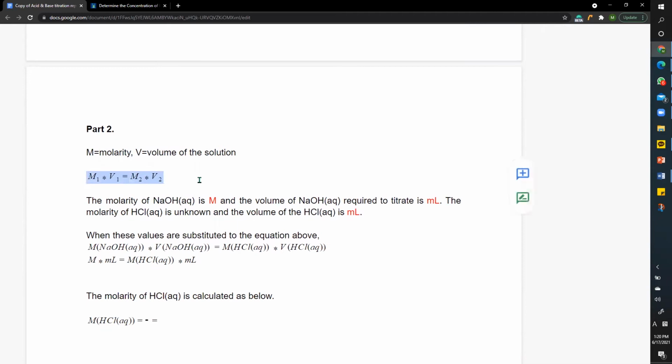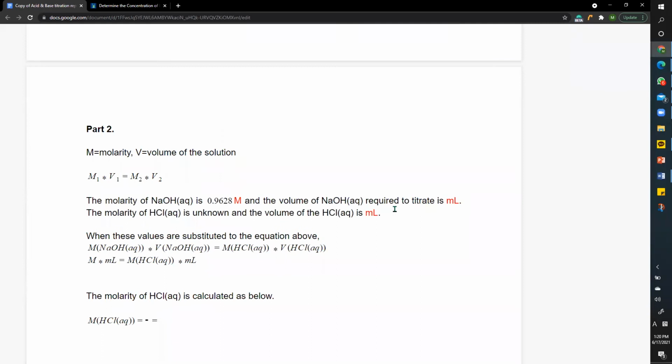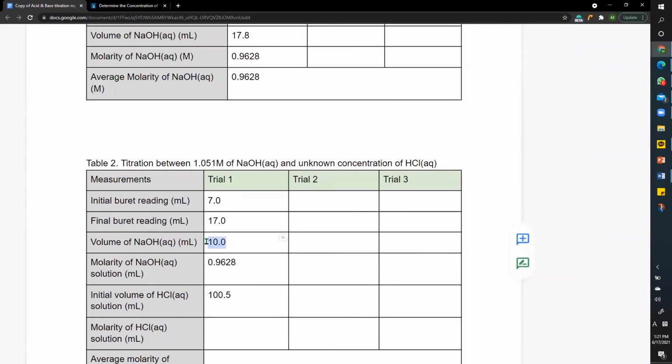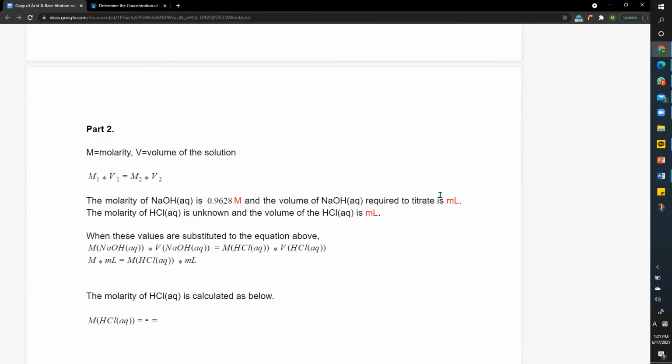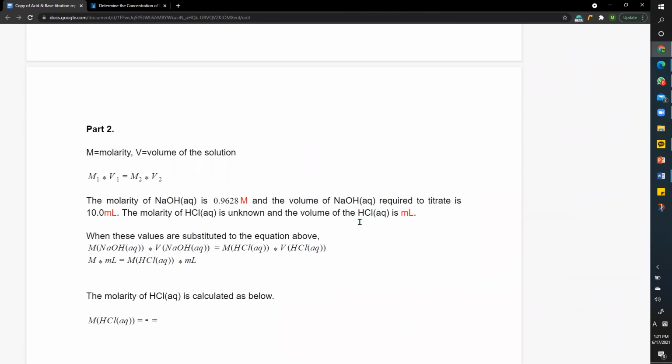We will use this famous equation, molarity. M represents the molarity and V represents the volume of the solution. So first, M1 and V1 will be the molarity and volume of the NaOH solution. But M2 and V2 are the molarity and volume of the hydrochloric acid. So we know that molarity of the NaOH, the M1, is this one here. And then volume of the required titrant, what was it? 10, yes, 10 milliliter. The molarity of the HCl is unknown, and the volume of the HCl, we know the initial volume was 100.5. We will add this one in V2, right? Here.